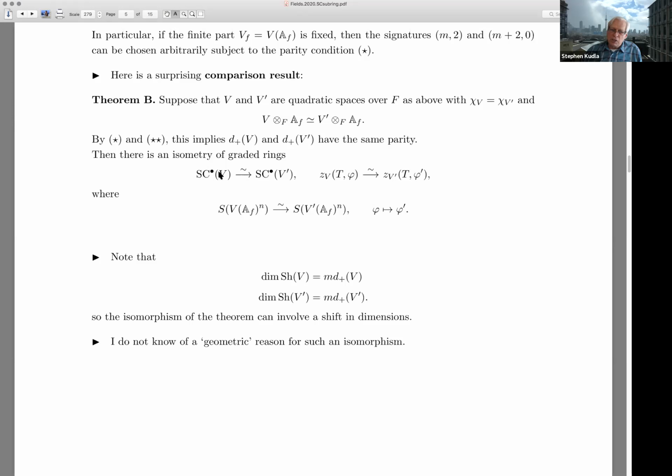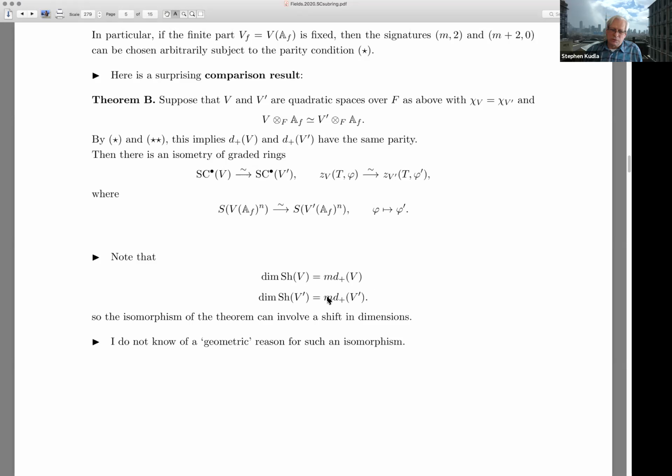And in fact, this gives an isometry and a ring isomorphism of these rings. So this is a comparison isomorphism. And I find it a little surprising because notice that the dimension of the Shimura variety is not fixed. And the bullet here is the grading in this reduced grading, if you like, where I've shifted by d plus.